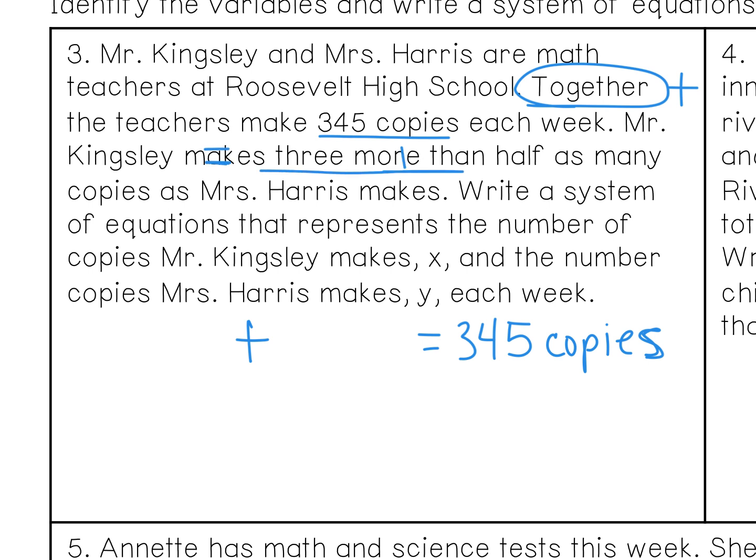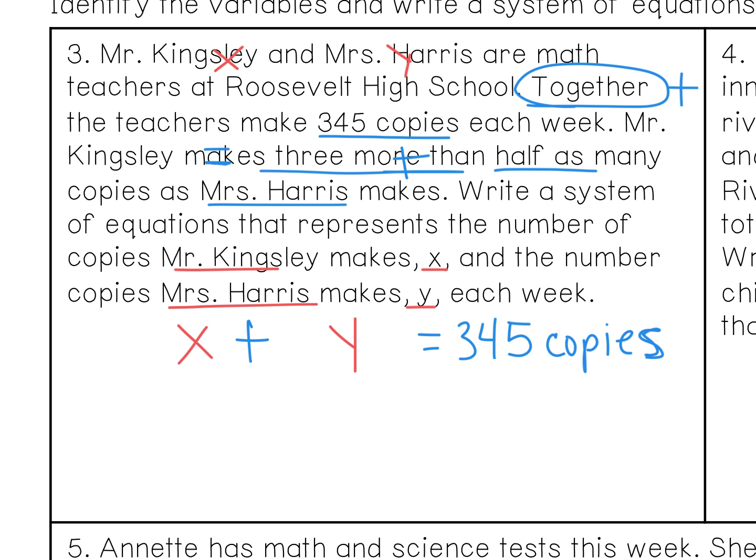3 more than is a plus, half Mrs. Harris. So it tells us X is Mr. Kingsley and Y is Mrs. Harris. So I'm going to go ahead and label some of these. So I have X and Y, and we put those together. So X plus Y equals 345 copies.